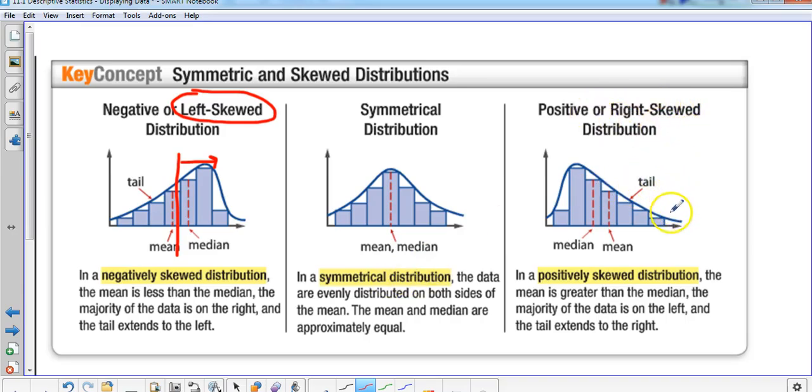Positively or right skewed means that through the middle, most of the data is to the left. There's not much to the right. I always say to myself, this is like it's screwed up on the right. There's not much out there on the right.